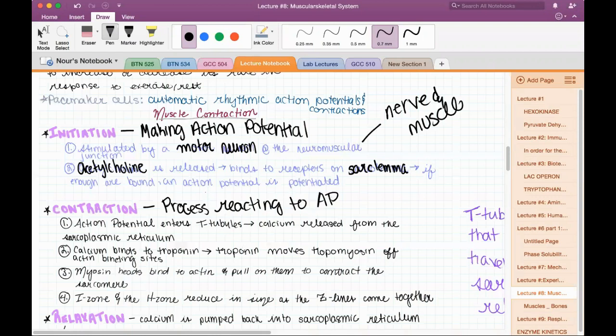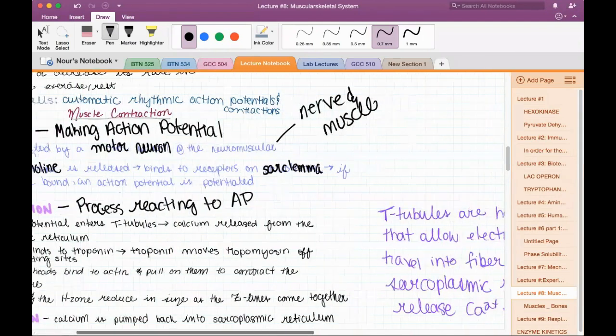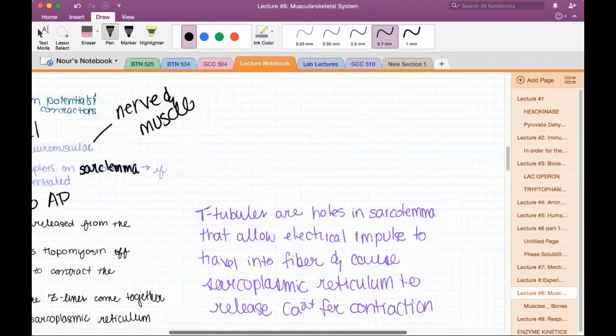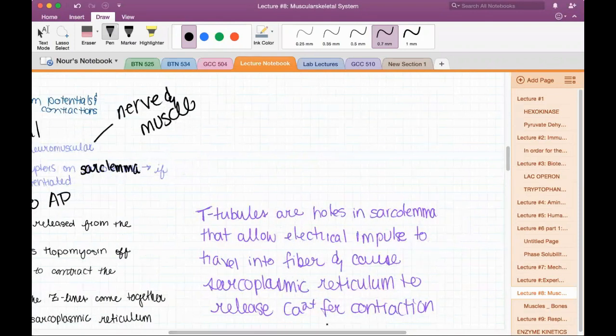After the action potential is released, it enters these things called T-tubules. And what are T-tubules? My textbook said they were called invaginations, but I'd rather say holes, it just made more sense. There are holes in the sarcolemma that allow the electrical impulse to travel into the fiber, the fibril.